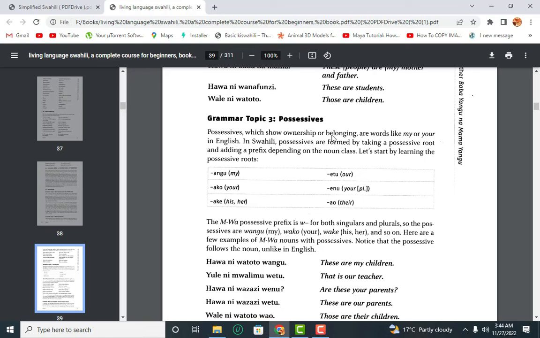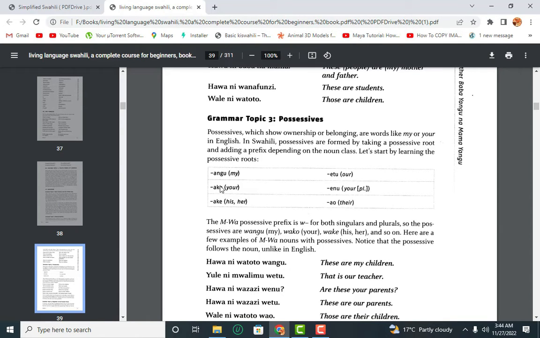Let's look at the possessives of the mwa class. Possessives, which show ownership or belonging, are words like my or your in English. In Swahili, possessives are formed by taking a possessive root and adding a prefix depending on the noun class. Let's start by learning the possessive roots. First person: angu, which means my. In plural, etu, which means our.